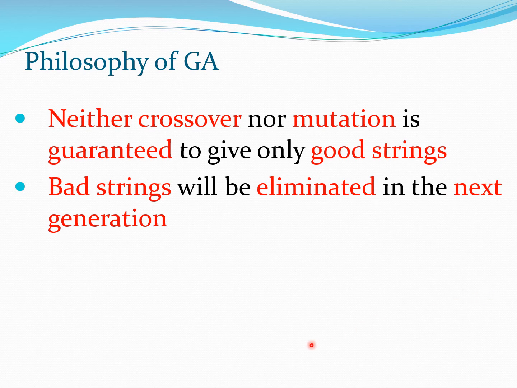So in both of these cases, I have mentioned that neither crossing nor mutation is guaranteed to give only good strings. In fact, there is only the hope that they will give good strings. However, bad strings will be removed in the next generation of the population. That is something which GA ensures, because this new population is again going to be subject to that same roulette wheel selection or tournament selection and the selection of the mating process.